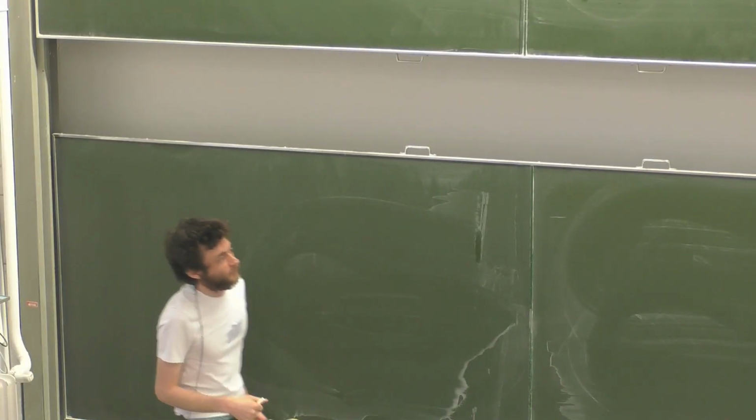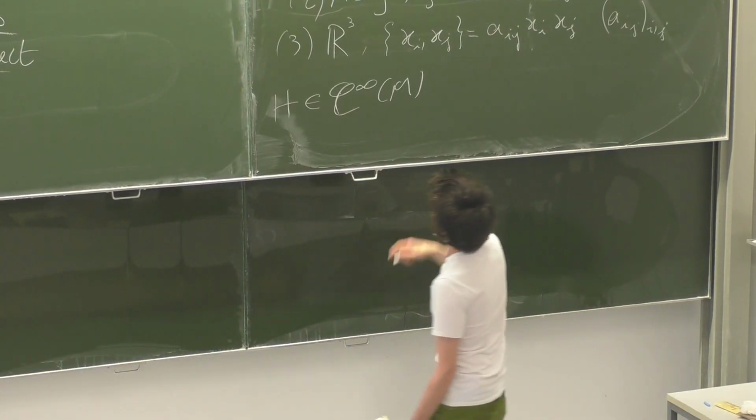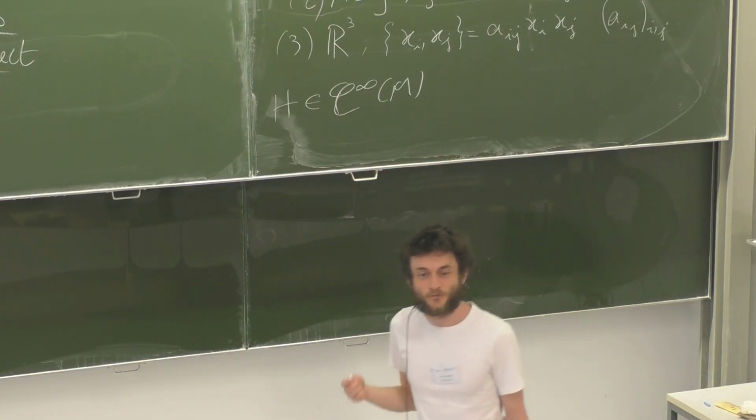And we're going to do some Hamiltonian dynamics on these Poisson manifolds. So, thanks, Anton, again. I take a Hamiltonian, I mean a smooth function on M.